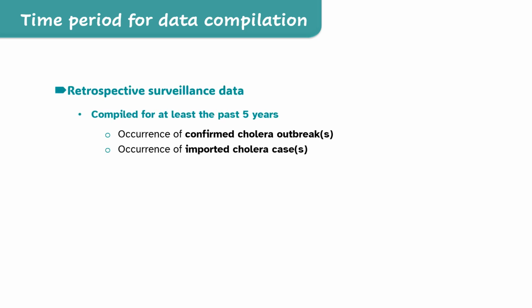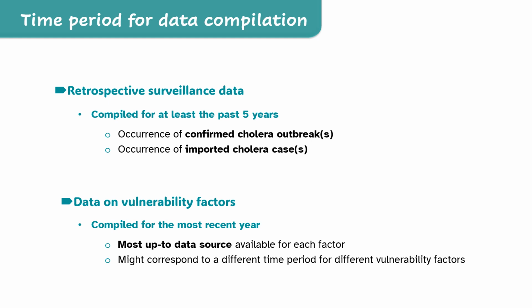Retrospective surveillance data are compiled for at least the past 5 years. The occurrence of confirmed cholera outbreaks and the occurrence of confirmed imported cholera cases are documented in each geographic unit over this time period. Data on the presence or absence of vulnerability factors in each geographic unit are compiled for the most recent year, depending on the most up-to-date data source that is available for each vulnerability factor. This might correspond to a different time period for different vulnerability factors depending on data availability.